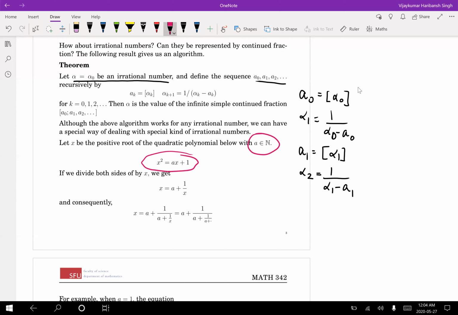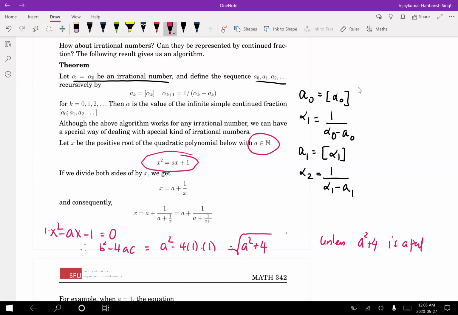So first of all, it's easy to see that the root of such a polynomial is going to be an irrational number, right? Because you have x squared minus ax minus 1 equals 0. And then if you look at b squared minus 4ac, you get a squared minus 4 times the coefficient 1 times c, which is minus 1. So you have a squared plus 4, right? And the square root of that is going to be an irrational number unless a squared plus 4 is a perfect square.